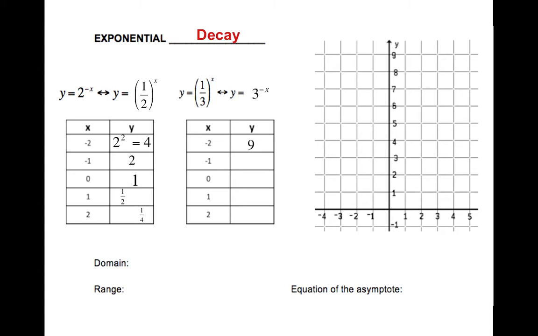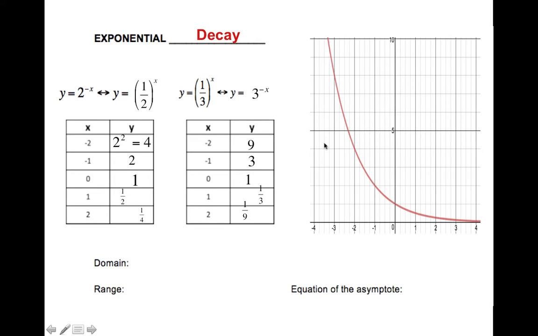Okay, let's see. Hopefully you got 9 for that one. All right, so I'm plugging negative 2 in there. The negative and the negative make a positive, so it's 3 squared, 9. Next one is 3, 1, 1/3, and 1/9. All right, just make sure you understand that. Now we're going to plot both of those as we did before. So take a moment now to plot these points. Pause the video.